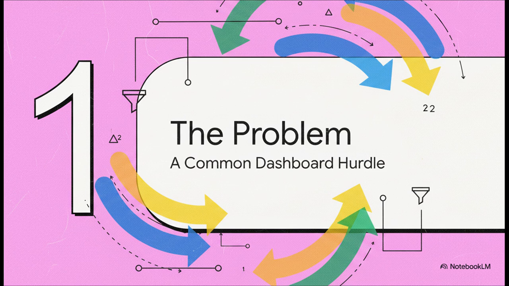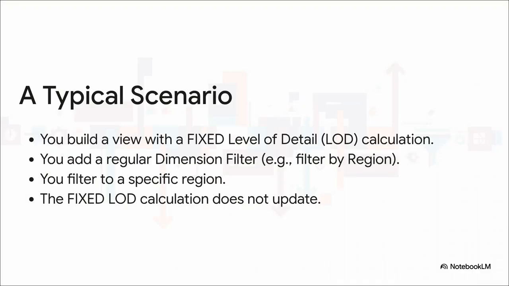So let's take a look at how this rulebook creates that exact problem we saw with our filter. We're going to walk through a classic scenario. So here's the setup. Imagine you've got a view with a fixed level of detail calculation. Let's say it's to show the total sales for a big product category. Then you drop in a simple dimension filter for region, but when a user filters the dashboard to just the West region, the subcategory sales update perfectly, but that big total category number, it just doesn't budge.